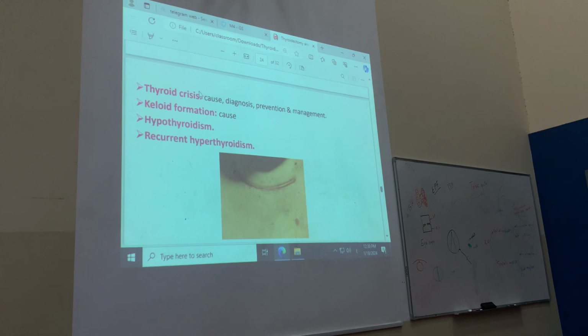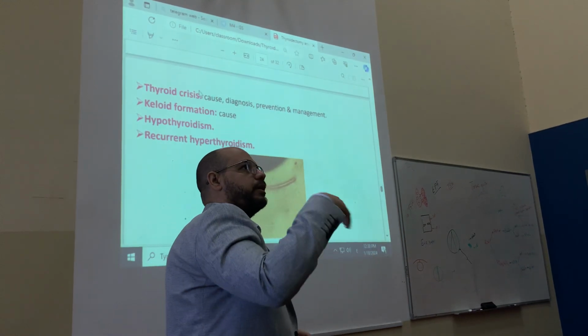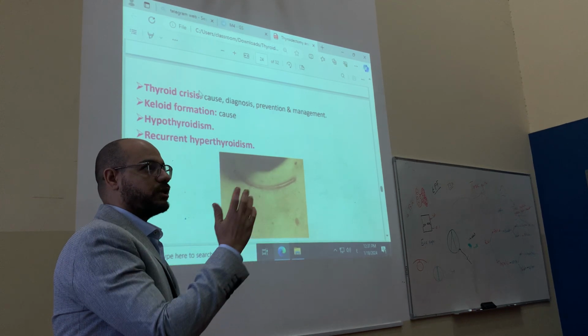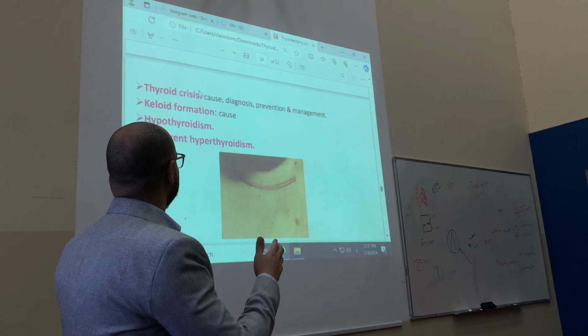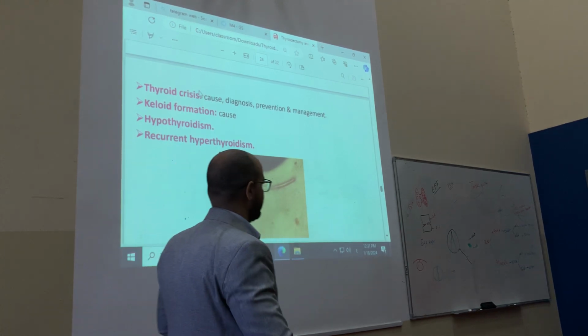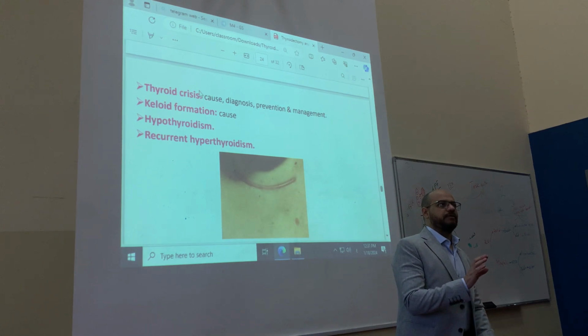Thyroid crisis. Of course, all of the previous and common complications, including hemorrhage, injury of the blood vessels, injury of the nerves, tracheal injury, keloid formation, post-operative hypothyroidism, recurrent hyperthyroidism, all of these complications are frequently seen.